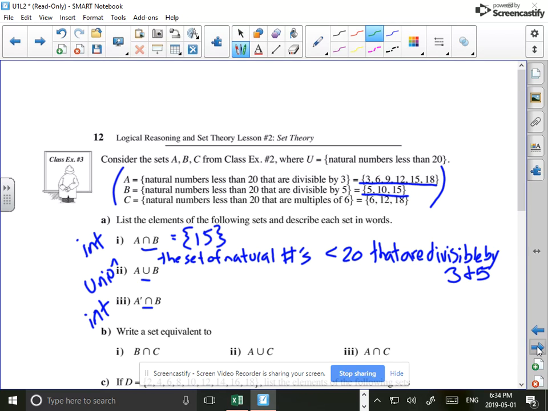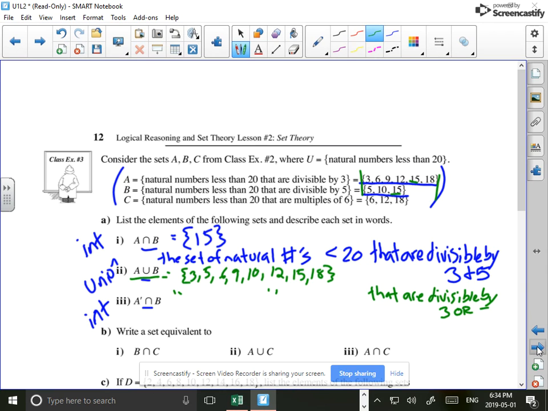All right. So for the next one, we are doing the union. So what is in either of A or B? So we're going to look at these. If something shows up twice, like 15, you don't actually write it twice. So this is going to be 3, 5, 6, 9, 10, 12, 15, 18. All right, so this is going to be the set of natural numbers less than 20. And we're just going to change that are divisible by 3 or 5.